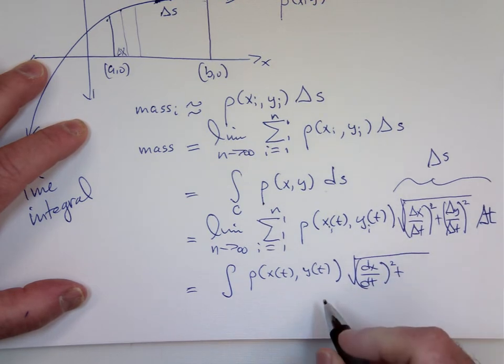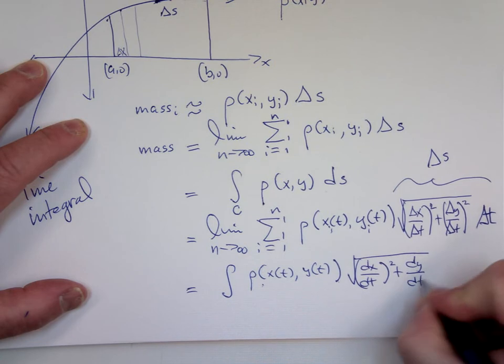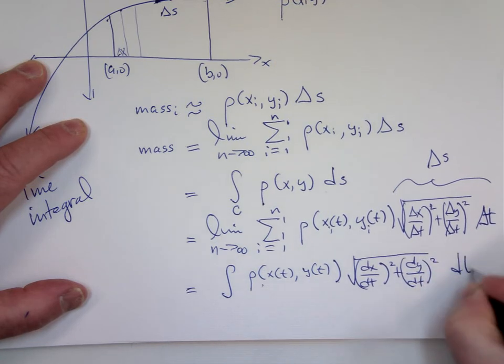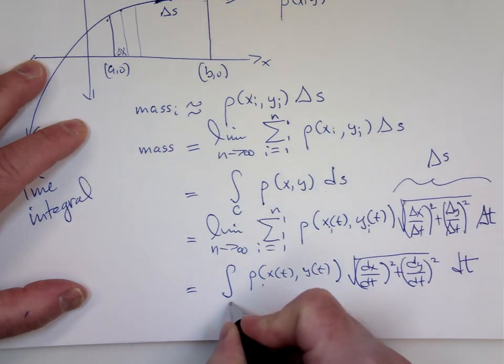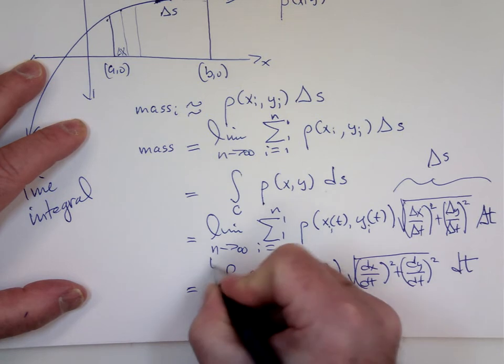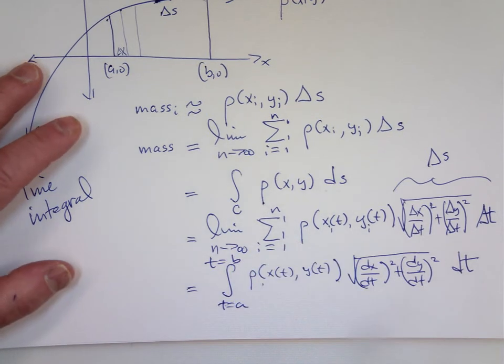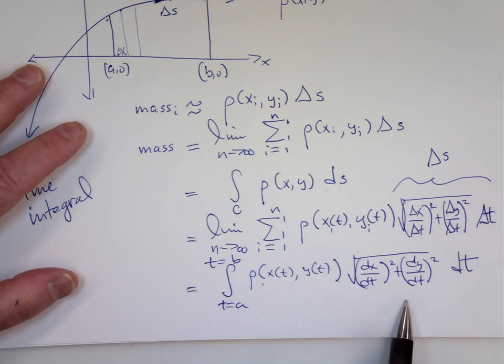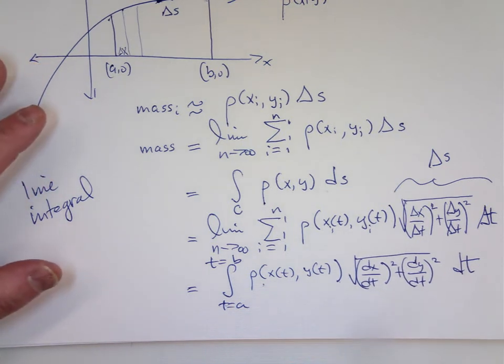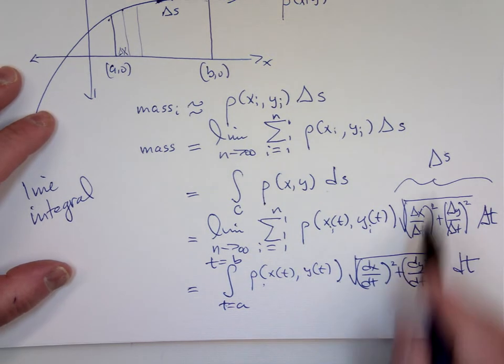Right here and here. Yep, no problem. dx dt, dt. Okay, and this is t going from A to B. This is the mass of that wire in terms of the parameter. It is nice. It's cool. And this comes directly about by our arc length here.